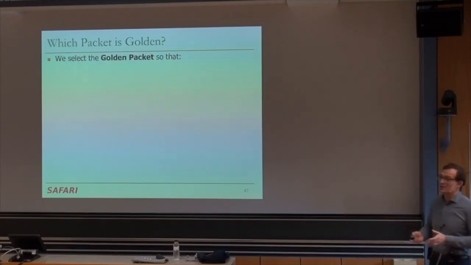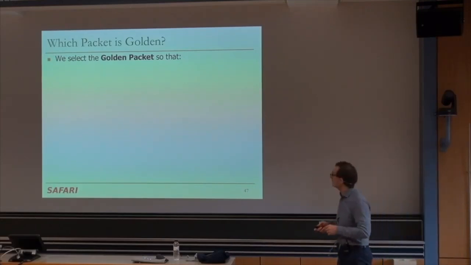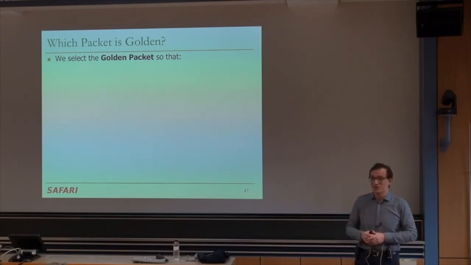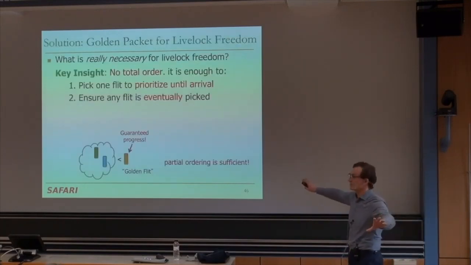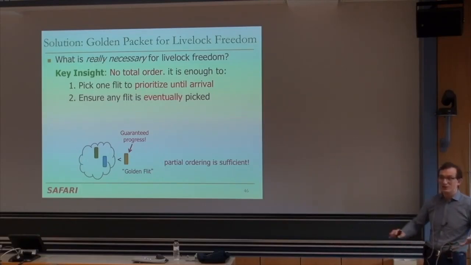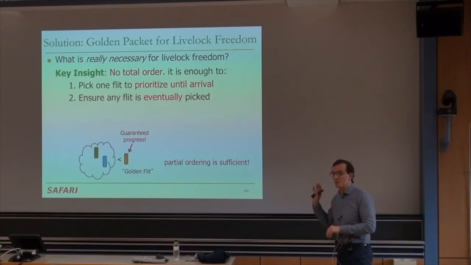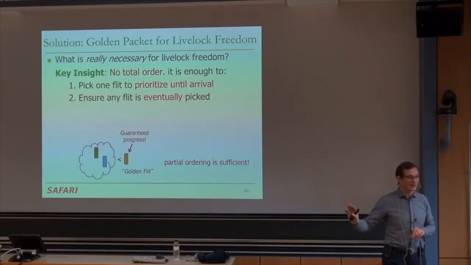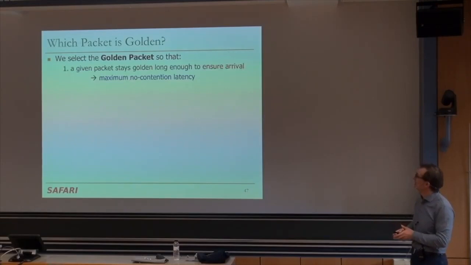So now the question is, how do you select the golden packet or golden flit? Now you can actually be simple here because this is a distributed thing, right? You have many potential nodes that are injecting into the network. And you want to ensure that any flit that's injected in the network at some point is guaranteed to become golden. That's the idea. So what's the simplest thing that you can do here?